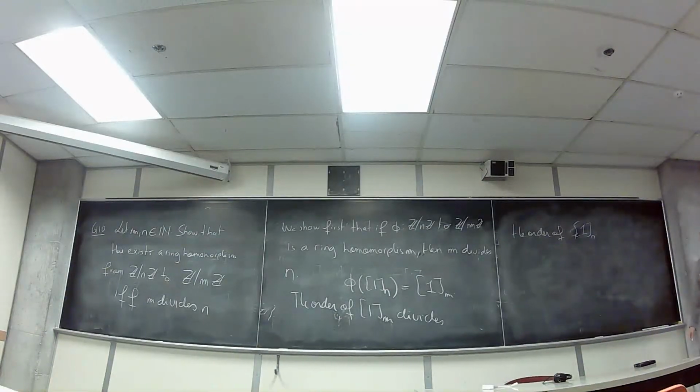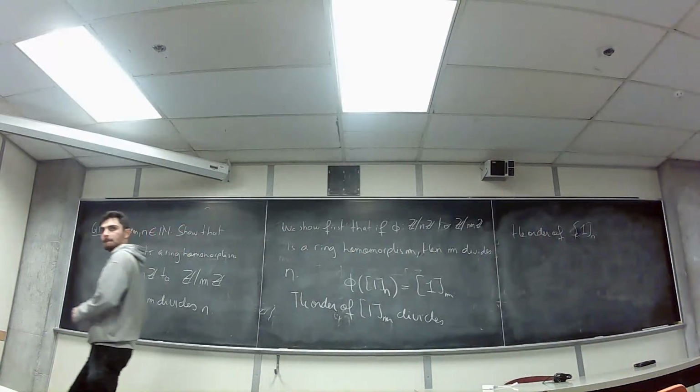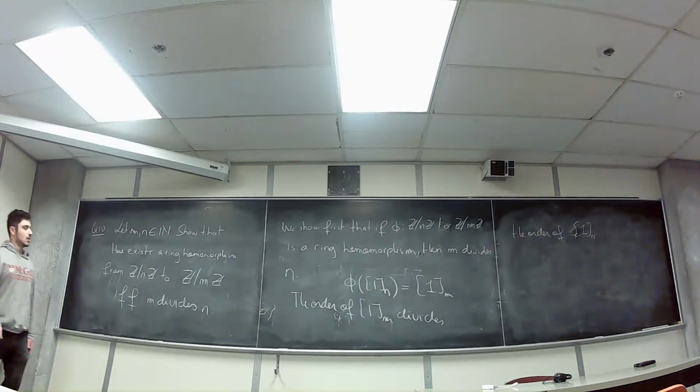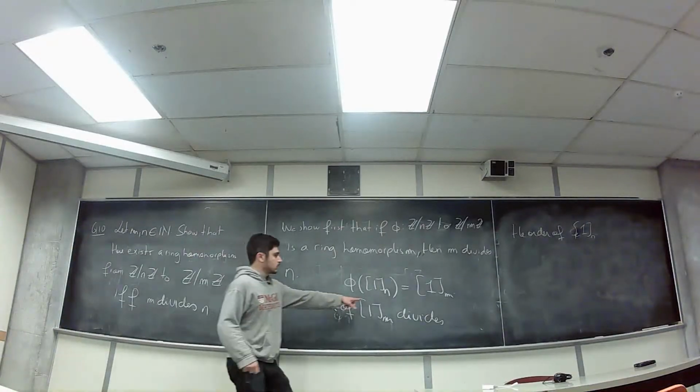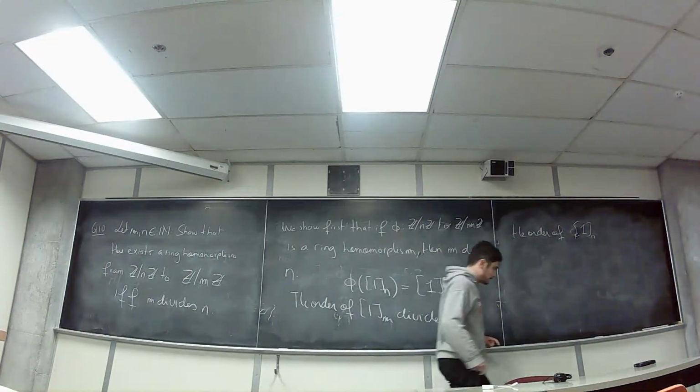Because phi is a group homomorphism, the order of phi of G divides the order of G. You can see that easily, right? Since phi is a group homomorphism, that's quicker. It's a group homomorphism, and you're using the fact that it's a ring homomorphism because it maps 1 to 1. Okay, great.